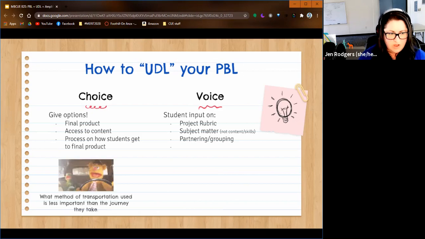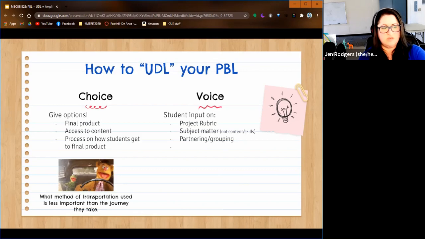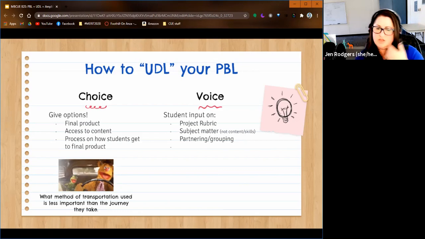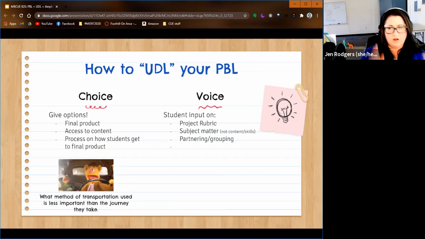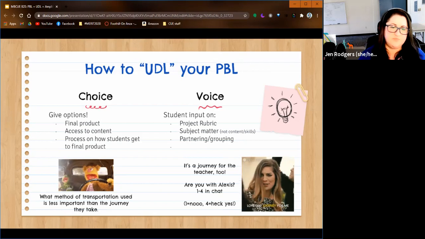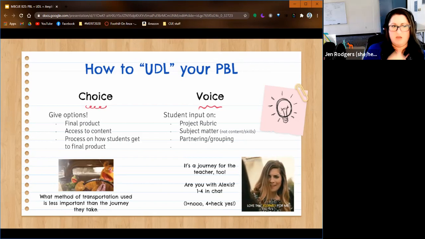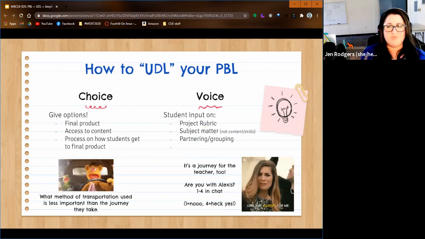So just remember, what method of transportation the student uses is less important than the journey. If the journey is to travel across the country, you could do it in a moped, a car, a train, a plane. What's more important is that the journey is being taken and the learning is happening. So it's also a journey for the teacher. So do you love that journey for you?